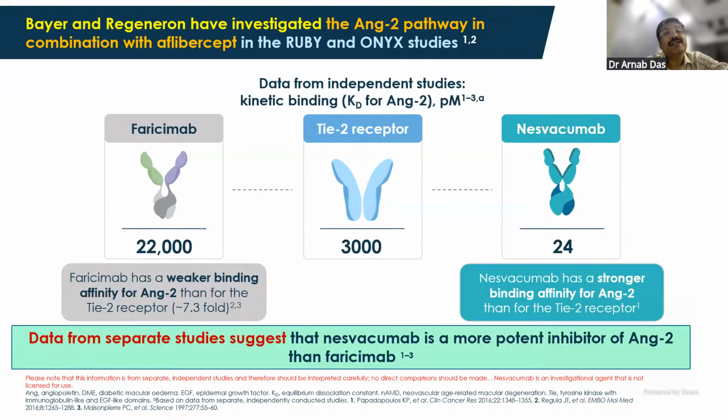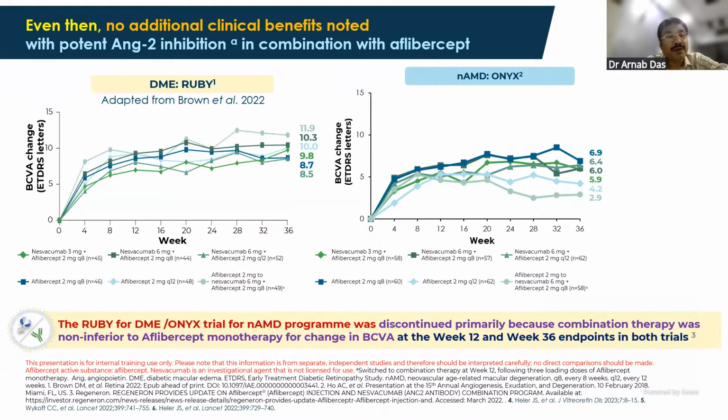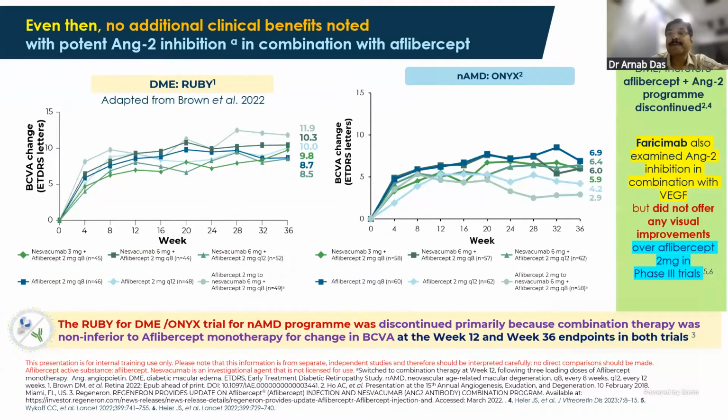Bayer and Regeneron have investigated the angiopoietin 2 pathway in combination with aflibercept in the Ruby and Onyx studies. Data from separate studies suggest that nesvacumab is a more potent inhibitor of angiopoietin 2 than faricimab. Even then, no additional clinical benefits were noted with this potent angiopoietin 2 inhibition in combination with aflibercept. The Ruby for DME and Onyx trial for NAMD program was thus discontinued primarily because combination therapy was non-inferior to aflibercept monotherapy for change in BCVA at week 12 and week 36 endpoints in both the trials.